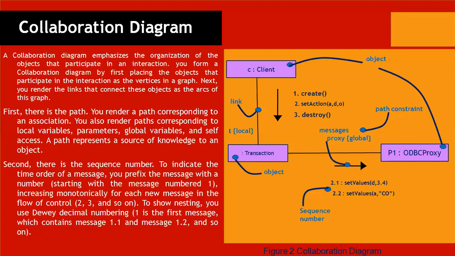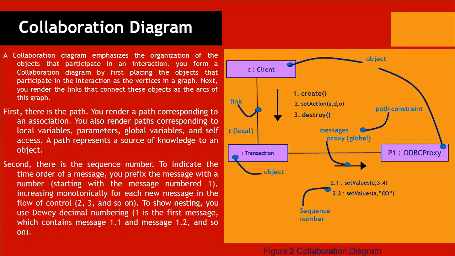So collaboration diagrams also have two features that distinguish them from the sequence diagram. Here, first there is a path. We render a path corresponding to an association. We also render paths corresponding to local variables, parameters, global variables, and self-access. Here a path represents a source of knowledge to an object. And second, there is a sequence number to indicate the time order of the message.